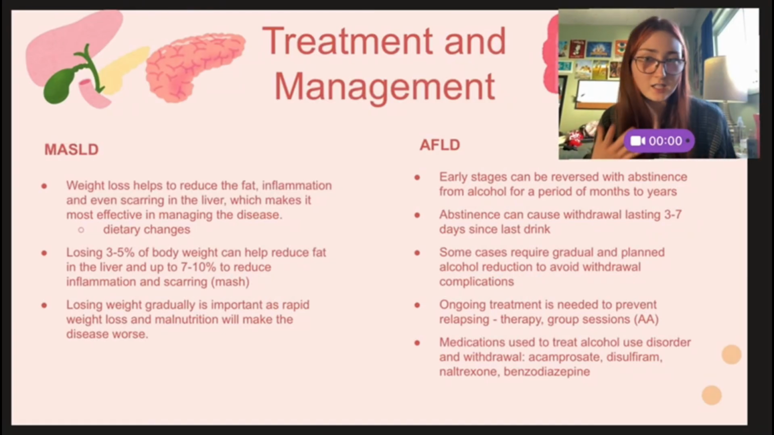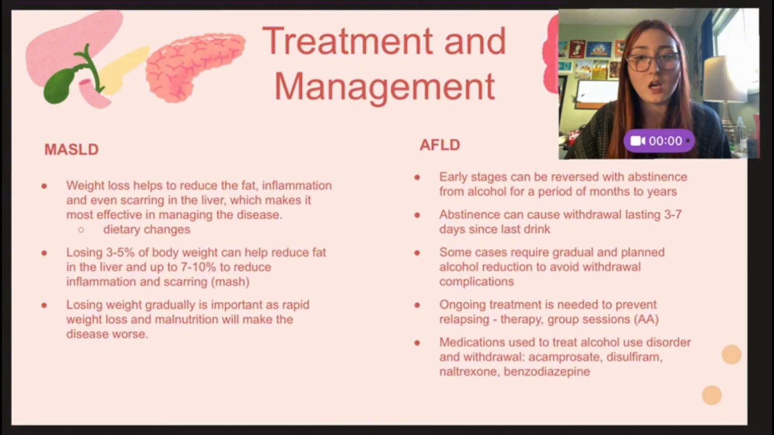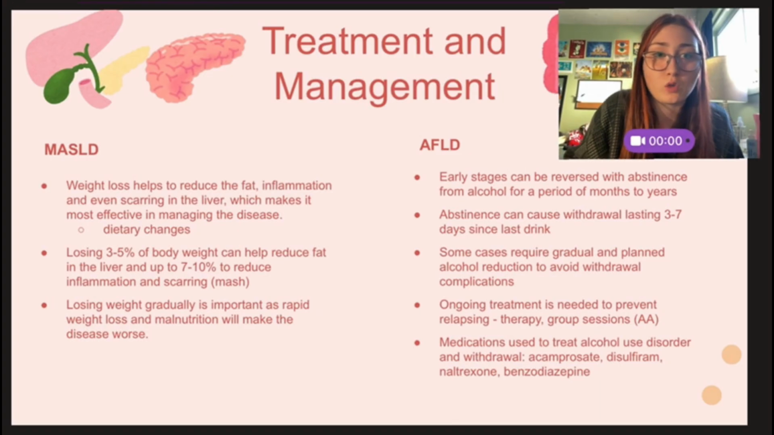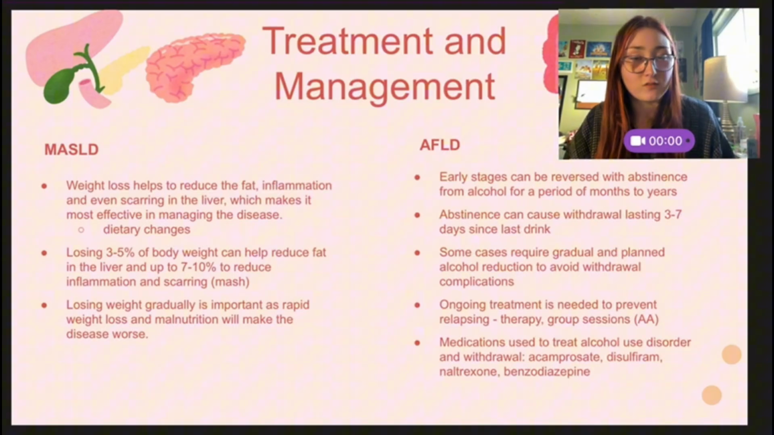So, the treatment and management of fatty liver disease. For the metabolic type of fatty liver disease, weight loss is the main course of action. It helps to reduce the fat in the liver, which reduces the inflammation and can even start to heal the scarring in the liver. This makes it the most effective course of action. This can be achieved mostly through dietary changes, like eating food with low fat content, low calories, being in a deficit, while maintaining proper nutrition, which is very important. As well as exercise, of course.